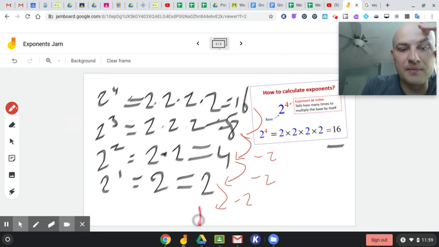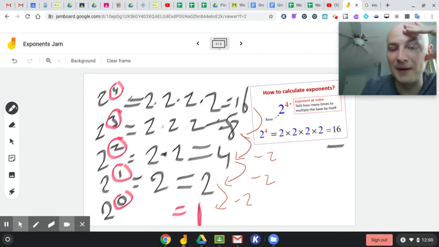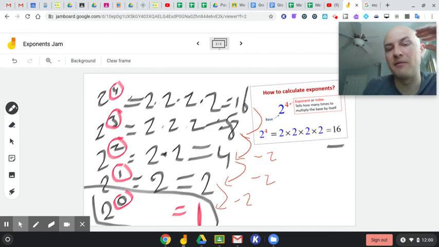And the answer is 1. So what did we just learn? We just learned that if we go down by 1 in the exponent every time, 4, 3, 2, 1, the next number here should be 0. So 2 to the 0 power equals 1. And this is a weird thing. You might be like, huh? Where did that 1 come from? Well, it comes from the pattern, but it also is just an interesting thing to know.